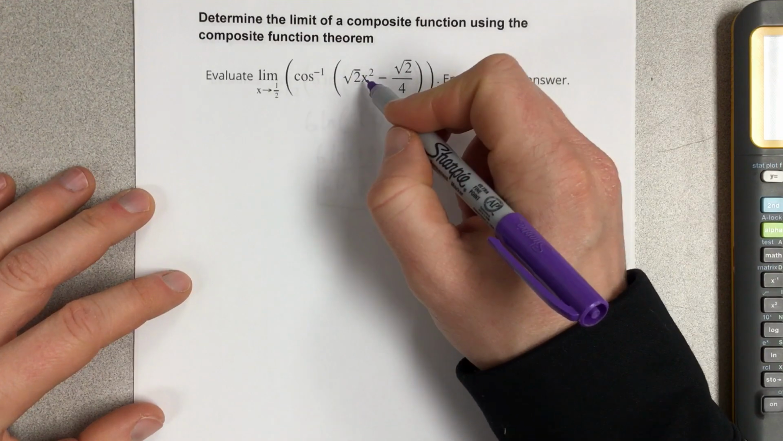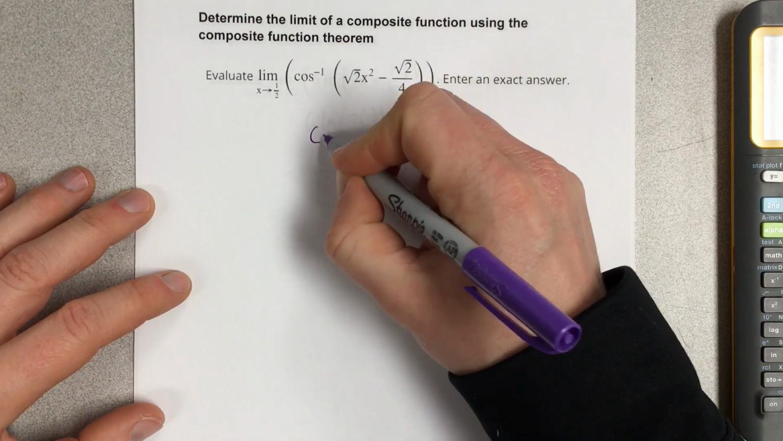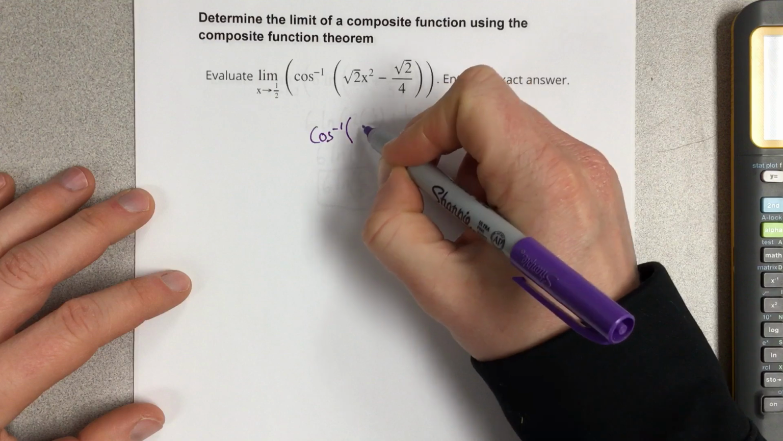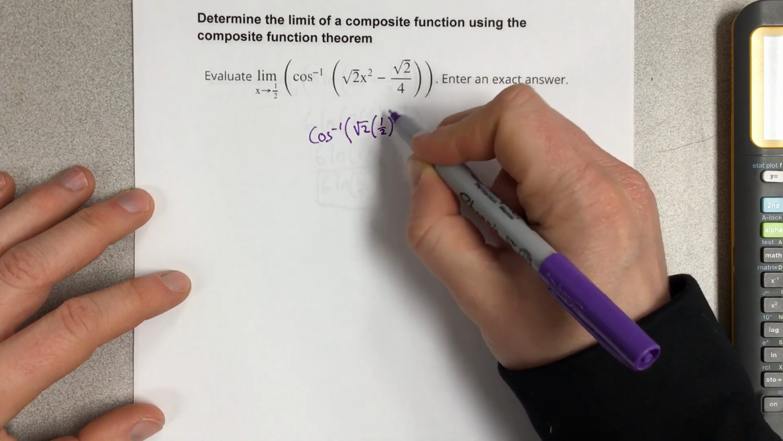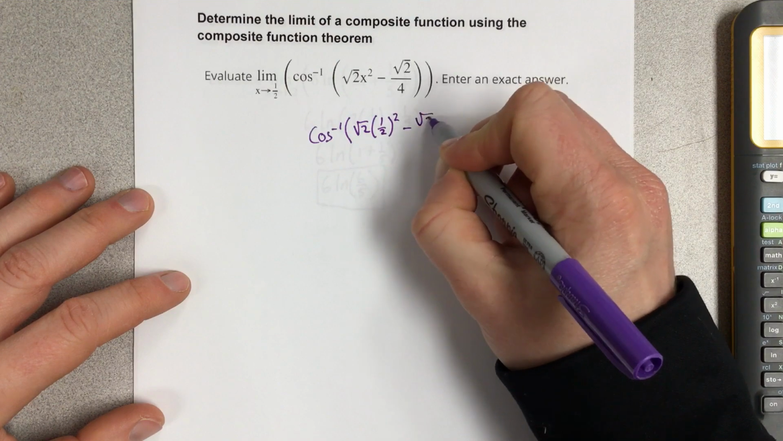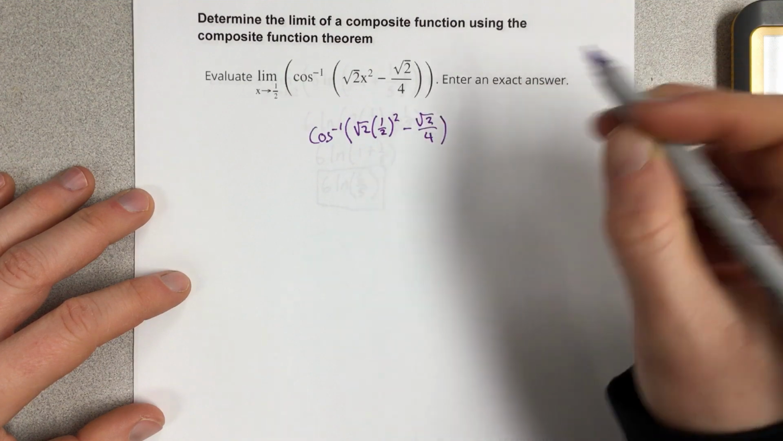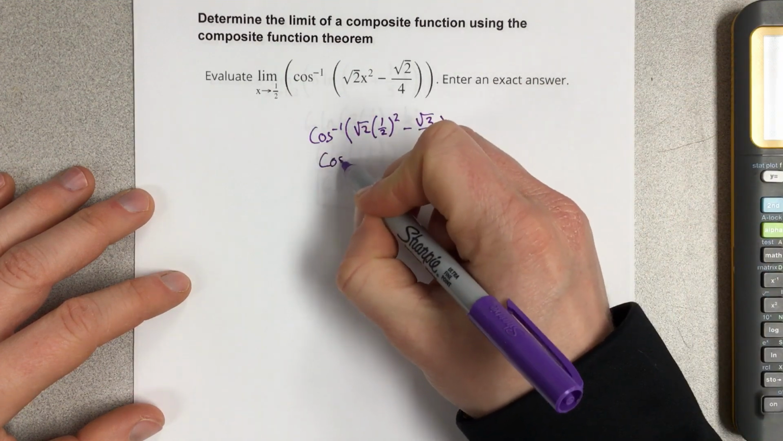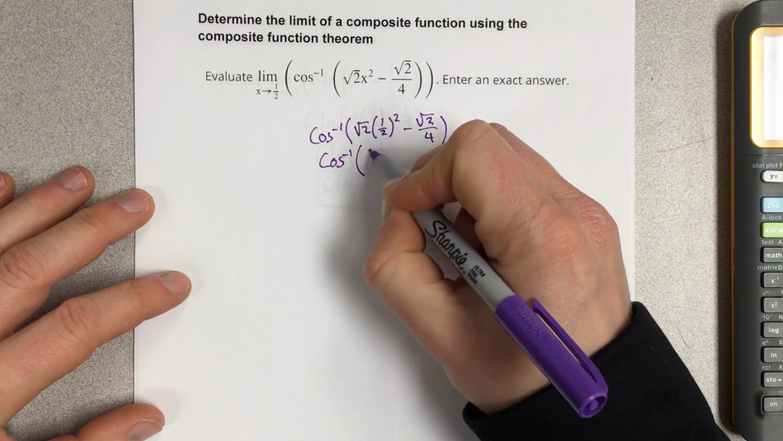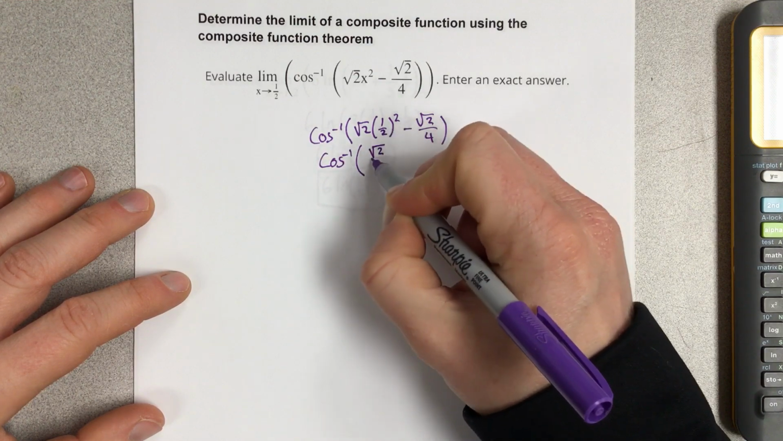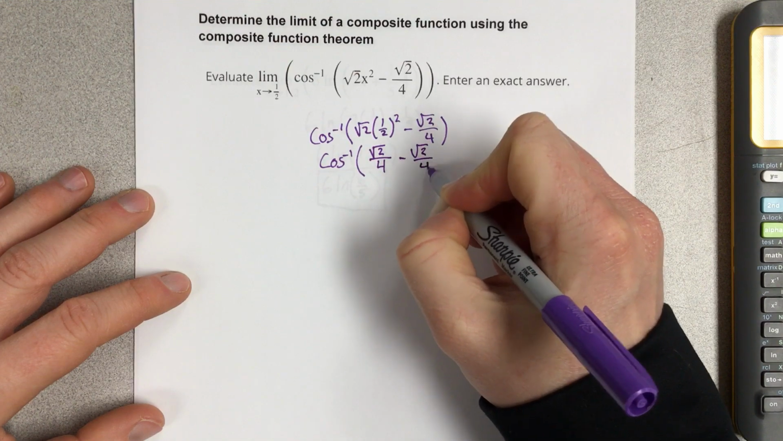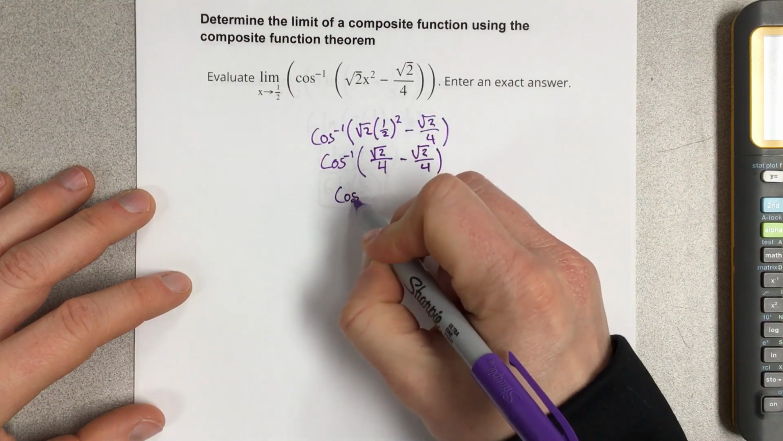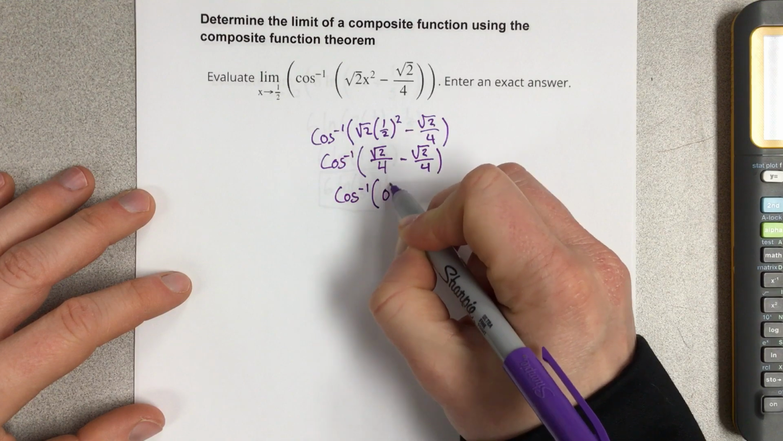So we plug in 1/2, we get cosine inverse of root 2 times 1/2 squared minus root 2 over 4. This would be cosine inverse of root 2. When I square that, that's 1/4, so it's root 2 over 4 minus root 2 over 4. So I end up with cosine inverse of 0.